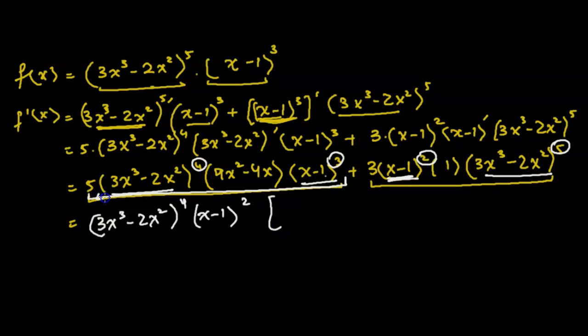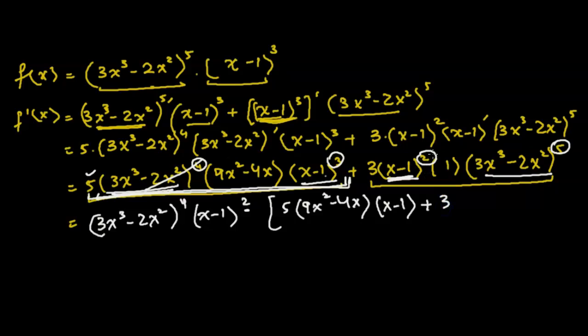So we would be left from the first term, that is this term, with 5. This is all gone. 9x squared minus 4x. And one of this is left because we only took out 2 common. So we would have x minus 1. Plus, from the second term, we are left with 3. This is all gone. 1 we don't have to write down. So we are left with one of this because this is 5 and we only took out 4. So we would have 3x cubed minus 2x squared to the power of 1. We don't need to put that.